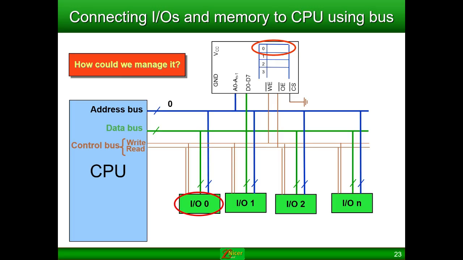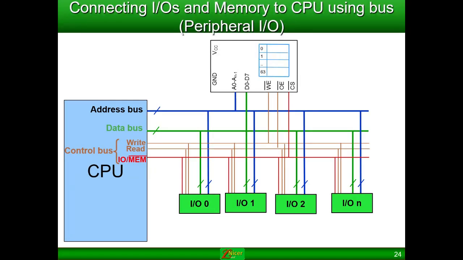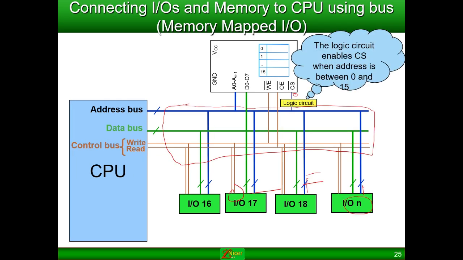So how can we manage it? So here we can see that we have our input output and our memory as well. So our CPU will simply select where to get the data from using this input output and memory control bus. So the logic circuit enables CS, which is chip select, when address is between 0 and 15. So when our address will be between 0 and 15, the logic circuit will enable the CS, and it will retrieve data from the memory.